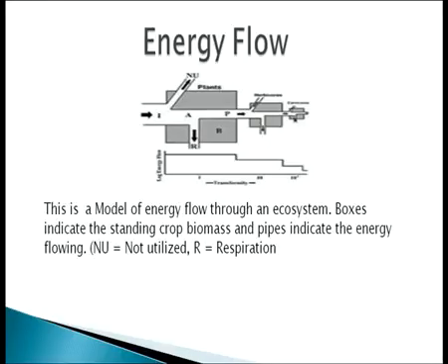Now, the next important functional component of an ecosystem is the flow of energy through it. This is a model of energy flow through an ecosystem. The boxes indicate the standing crop biomass and the pipes indicate the energy flowing at each trophic level from the first level till the last level. Not utilized energy is lost in the form of entropy, and that is the reason why at every step there is a reduction in the size of the pipe as well as the size of the box, because there is a decrease in the energy which is moving from one trophic level to the next trophic level.